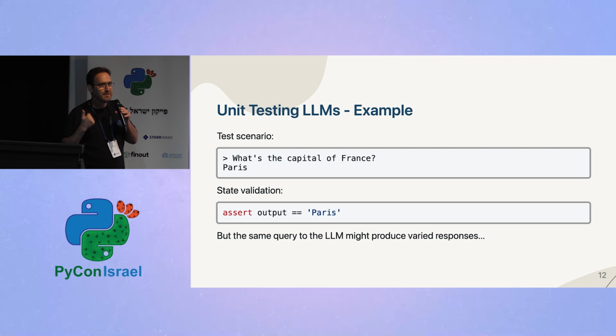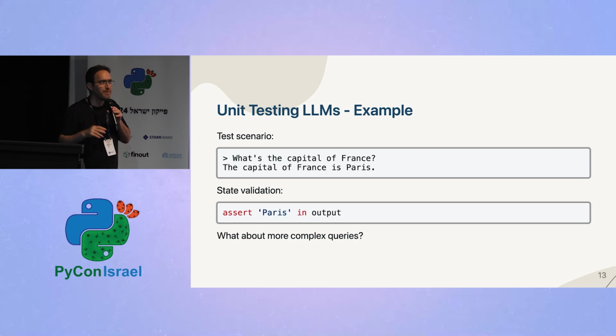Output equals Paris. Awesome. Okay, now we run the test again, and it gives us a different answer. The capital of France is Paris. It's a valid answer, so let's modify our tests. Assert Paris in output. Great. Another test crushed.